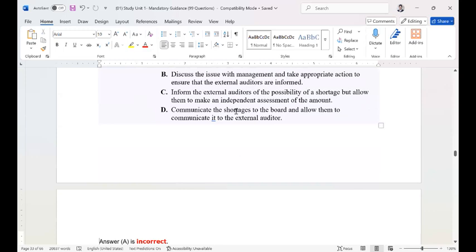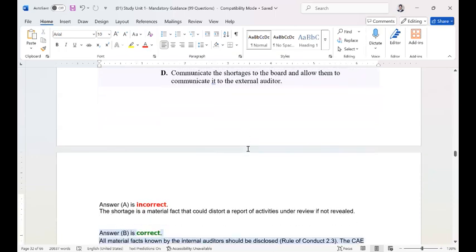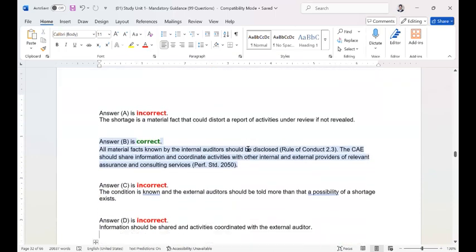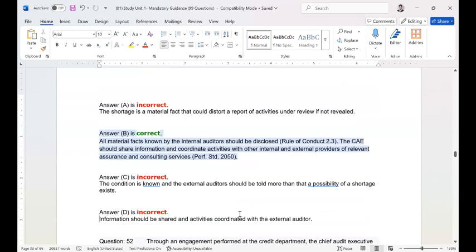Now here again, if you look at D, communicate it to the board, first to the management, then to the, so let's look at the answers. Information should be shared and activities coordinated. Yeah, so this question is also not very clear. They are just harping on this fact that the internal auditor should coordinate with the external auditor, and because of that, he has to keep him informed.